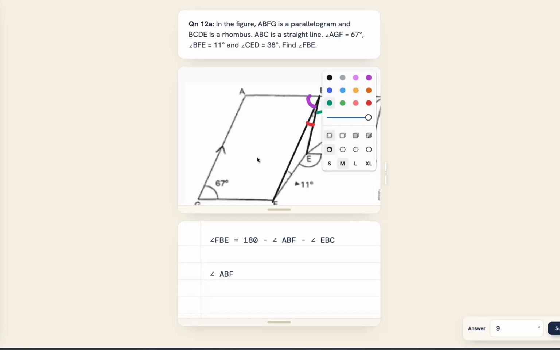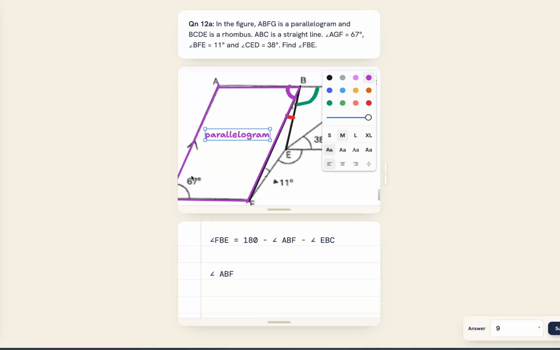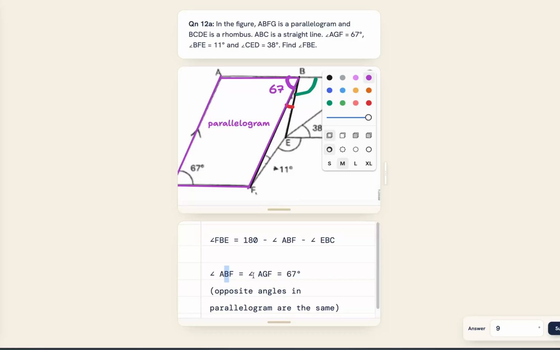Angle ABF is part of what shape? If you guess the shape is ABFG, then you're right. So this is the angle that we're looking at. And this is a parallelogram, which means that one of the properties is that opposite angles are the same. So that means angle ABF is equal to angle AGF, which means this will be equal to 67. Now we know ABF is 67.